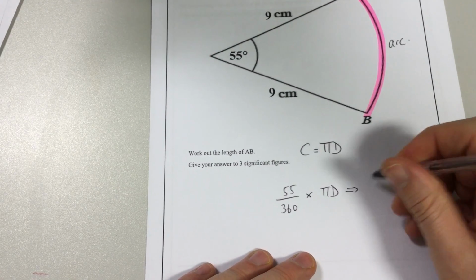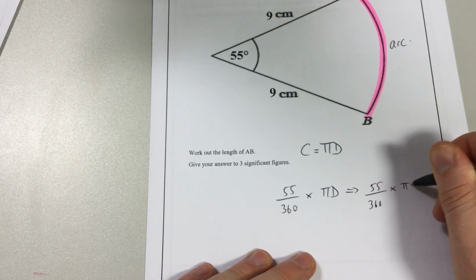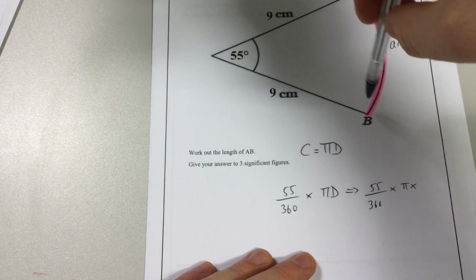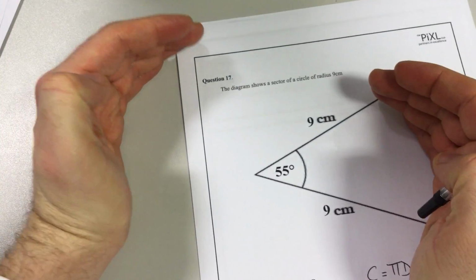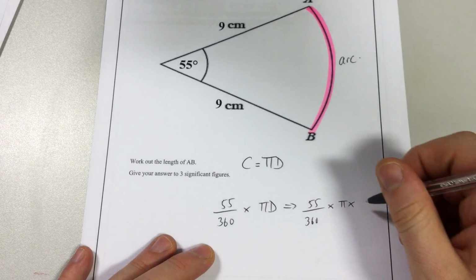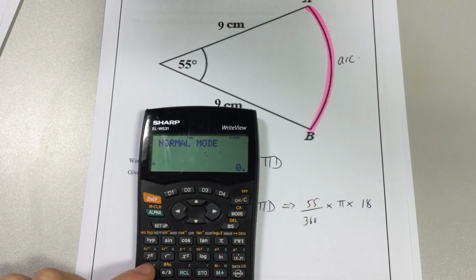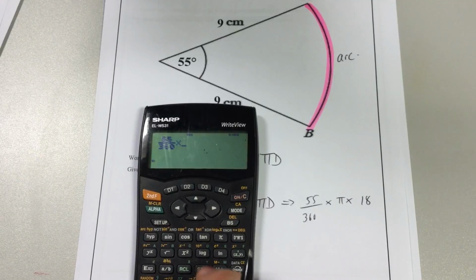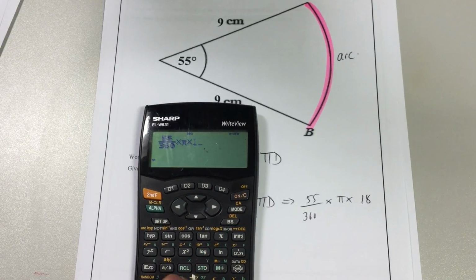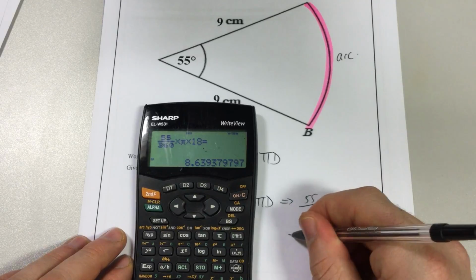So on the calculator, it'll be 55 over 360 times by pi times by the diameter. So this is the radius. The diameter for a full circle would be 18, because that's only halfway. So times by 18. Okay, so that looks like this. So 55 over 360 times by pi times by 18. And we get that.